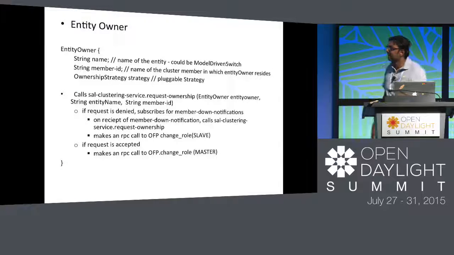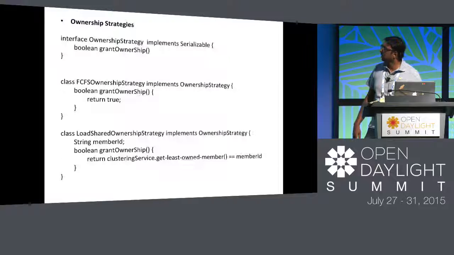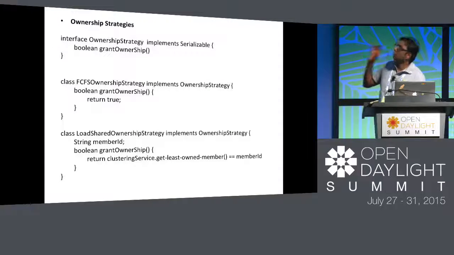And this is in general about the entity owner and what it should have. It should have a name, a member ID of the cluster member where it's residing, where it's coming from, and it should have an ownership strategy along with it, which is pluggable based on how you want the election to happen. So basically the apps can steer the election the way they want. These are some of the things we're planning to do, and these are the different ownership strategies.